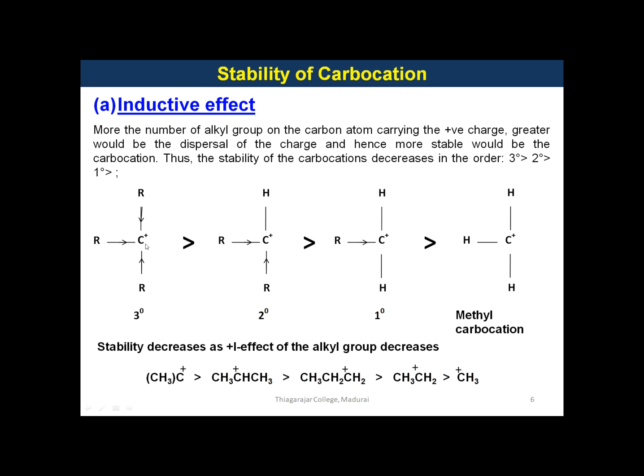That is, the more the number of alkyl groups, the more will be this plus I effect. Therefore, more will be the delocalization of positive charge and more will be the stability of the carbocation.